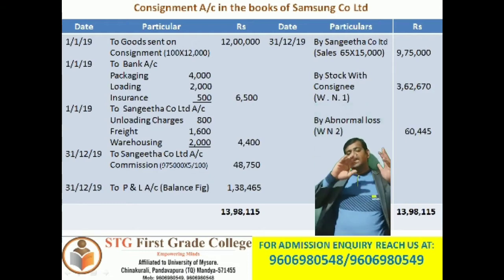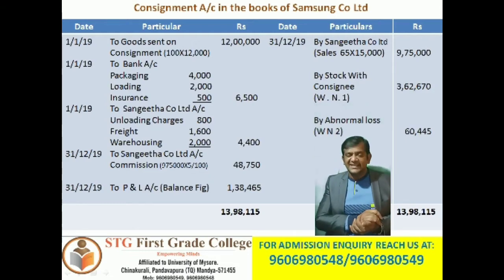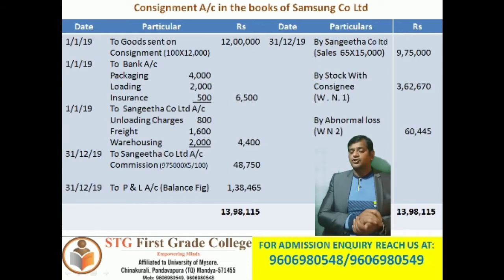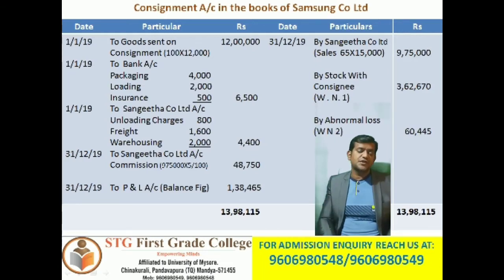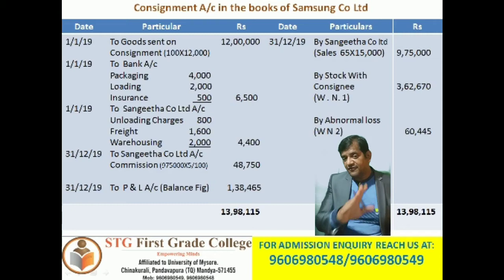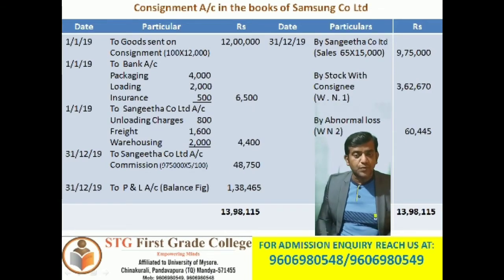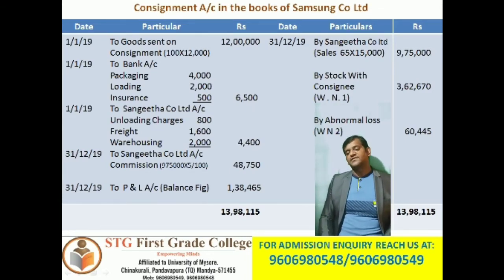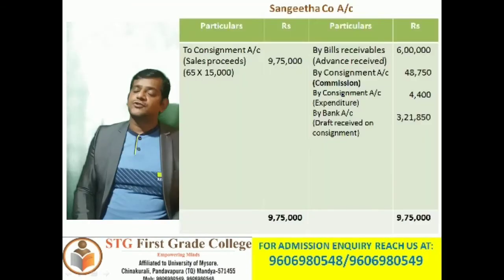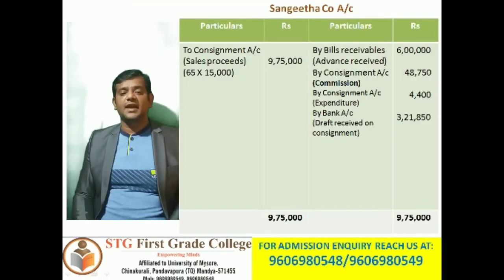So we have now done the two important aspects of the consignment account. So that is the consignment account in the books of Samsung Limited, and we have found out the value of closing stock and at the same time the abnormal loss or abnormal profit. So next, moving on to the preparation of the Sangeeta company account. So let us open the Sangeeta company account.